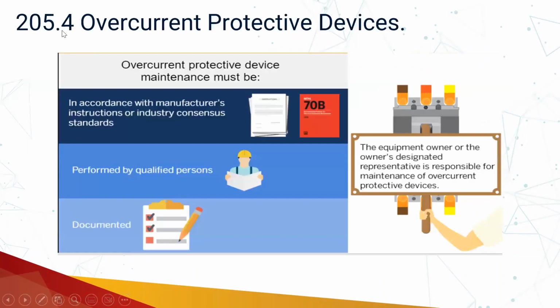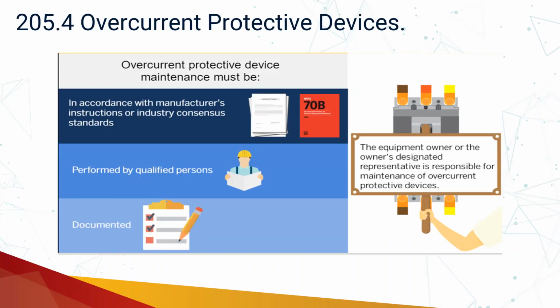So 205.4, what type of maintenance is required? Overcurrent protective devices must be maintained in accordance with manufacturer instructions or industry consensus. It should be performed by a qualified person. It should be documented. The equipment owner or owner-designated representative is responsible for maintenance of overcurrent protective devices.